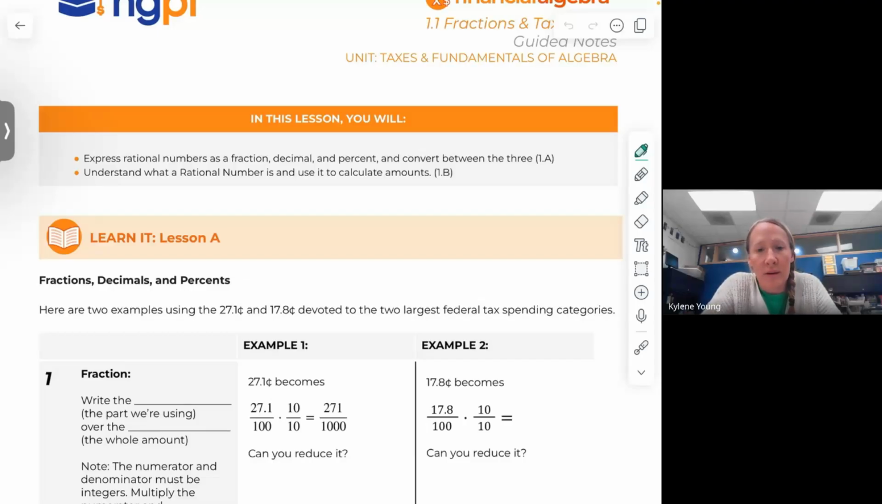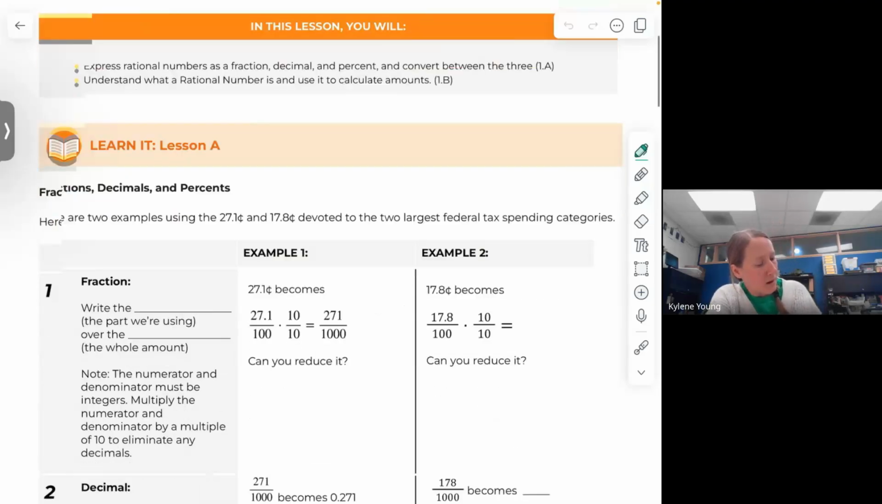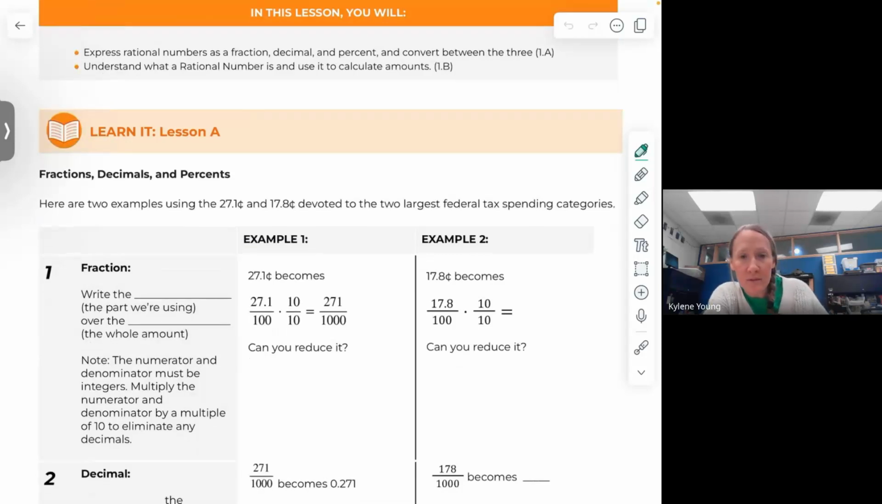And we're going to talk about some important things that we need mathematically to figure out what's going on with taxes and how your money's being spent. So we're going to talk about some fractions, decimals, percents, and converting between the two. So let's get started. We're going to do some examples together, and we're actually going to use these values.